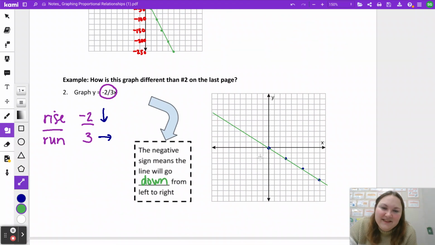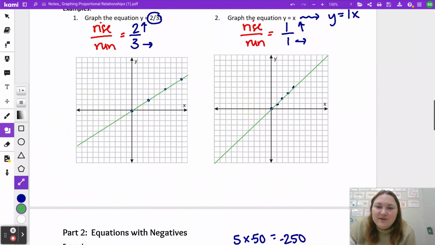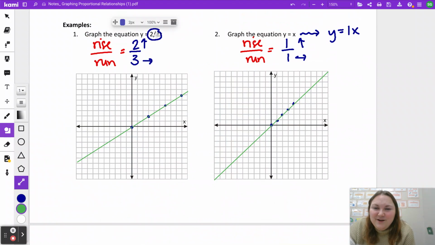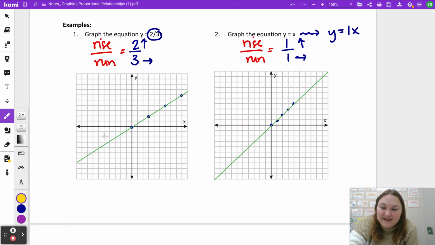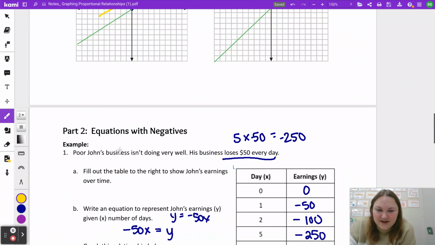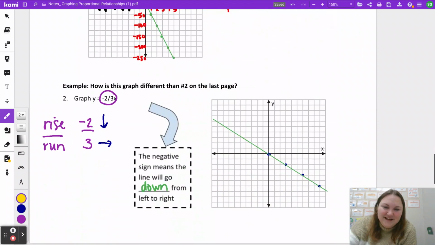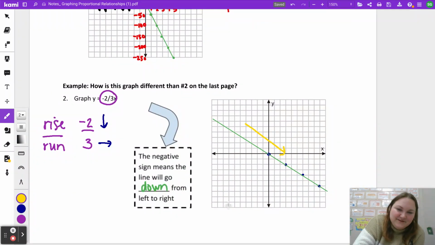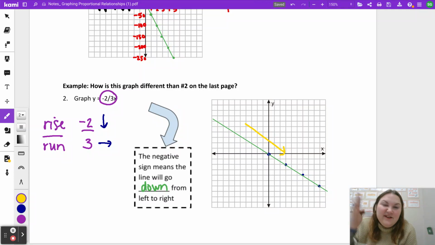So if I compare this graph of y equals negative 2/3 x with the graph you did in part 1 of y equals positive 2/3 x, we see the difference is just the direction the line is going. Here, my line is going up from left to right, up 2 over 3. And here, our line is going down from left to right, down 2 over 3. The sign just tells you, is it going up or down?